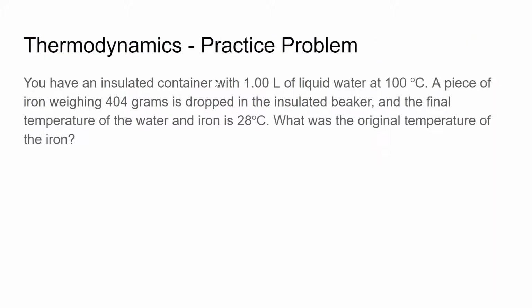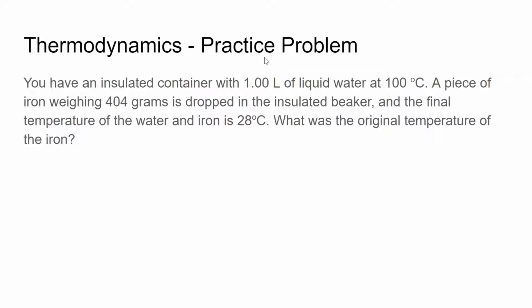Okay, let's try a practice problem. You have an insulated container with 1 liter of liquid water at 100 degrees Celsius. A piece of iron weighing 404 grams is dropped in the insulated beaker. And the final temperature of the water and iron is 28 degrees Celsius. What was the original temperature of the iron?